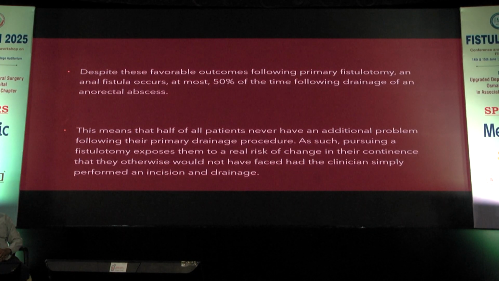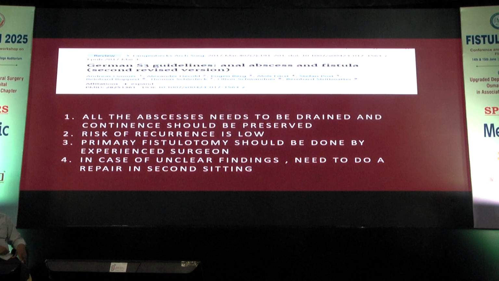Despite these favorable outcomes following fistulotomy, an anal fistula occurs 50% of the time following drainage of anorectal abscess. All abscesses need to be drained, and continence should be preserved. The risk of recurrence will be low. This is from the German S3 guidelines: primary fistulotomy should be done by an experienced surgeon only. In case of unclear findings, the repair should be done in a second sitting.